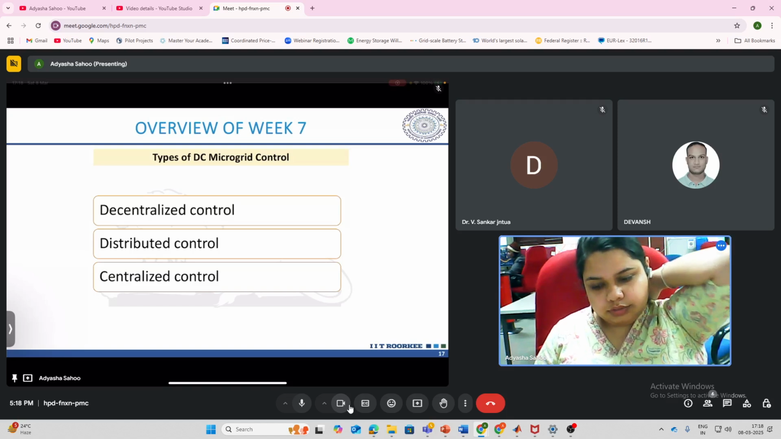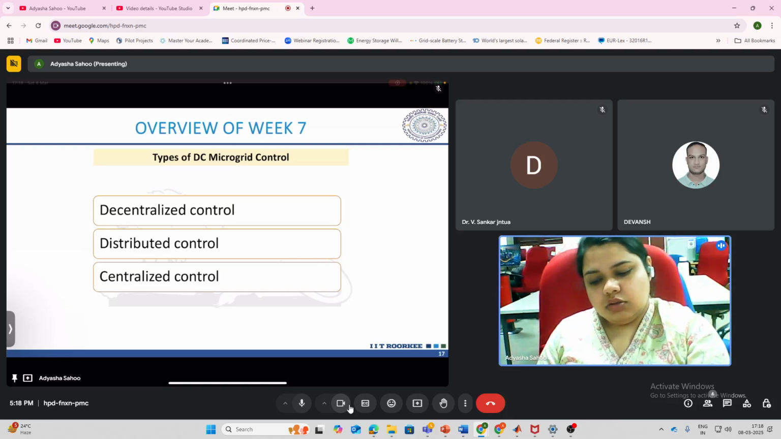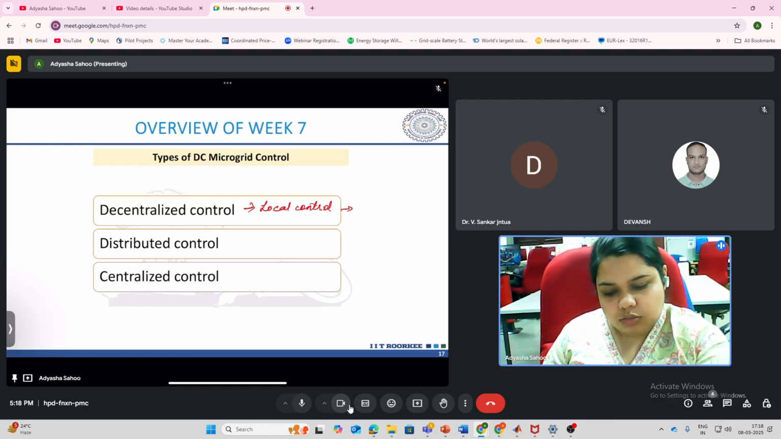Now, what are the types of DC microgrid control? So decentralized control, this we saw, this is the local control, no communication. And this is the fastest one.